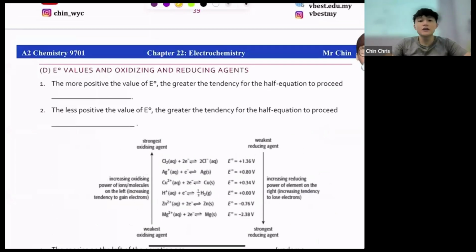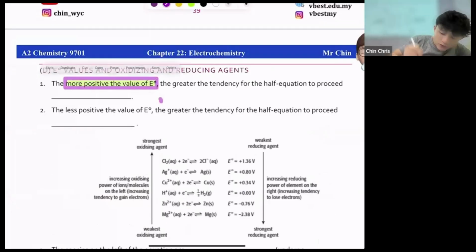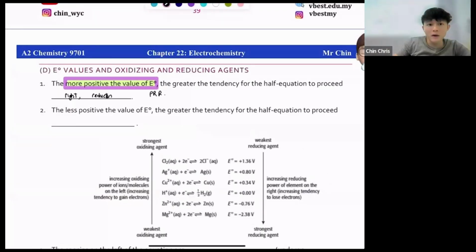All right, guys, we have E cell value of oxidizing and reducing agent. So again, the more positive the E cell value, the greater the tendency to undergo reduction and move to the right, right? Correct. It's your PR, am I right? Okay, what about the less positive the value? It's going to the left, undergo oxidation, right?